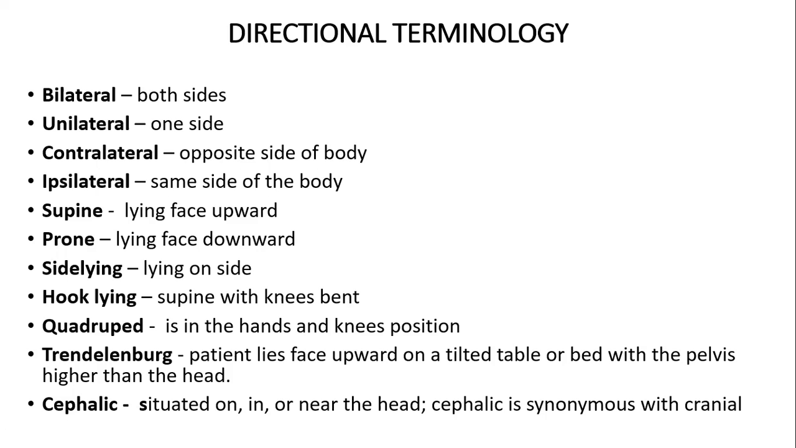Some of the important terms you're going to need to know is what position somebody is in. Well, the supine position is lying flat on your back with your face upwards, where the prone position is lying face downwards. The side lying position, that's pretty easy, thankfully, lying on your side. The hook lying position is lying in the supine position with your face upwards, but with your knees bent. That is known as hook lying.